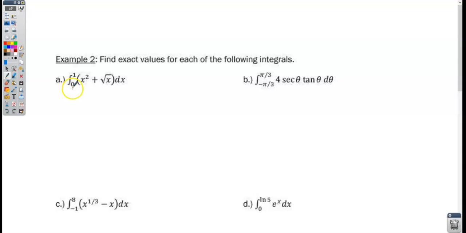All right, the integral from 0 to 1 of the quantity x squared plus the square root of x dx. I'm going to think about this as the integral from 0 to 1 of the quantity x squared plus x to the 1/2 dx. Okay, so the first thing I'm going to do is find an antiderivative of this. What is something that when I take the derivative of it gives me x squared? That's 1/3 x cubed. What is something that when I take the derivative of it gives me x to the 1/2?